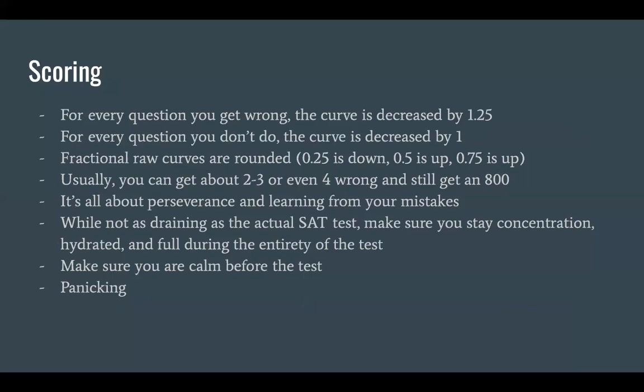That's the curve. Of course, every test is going to have a different raw curve. All the tests that I give you as well are going to have different raw curves. So usually you can get about 2 to 3 wrong, and sometimes even 4 wrong, and still get an 800. So it's not all about knowing specific things about biology. It's mostly just about perseverance and learning from your mistakes, right?